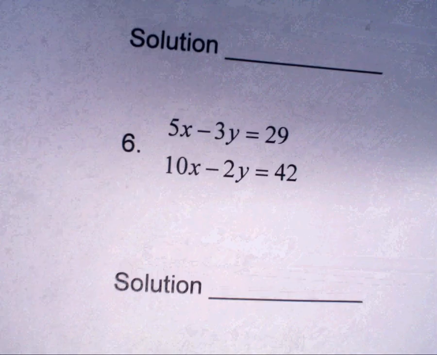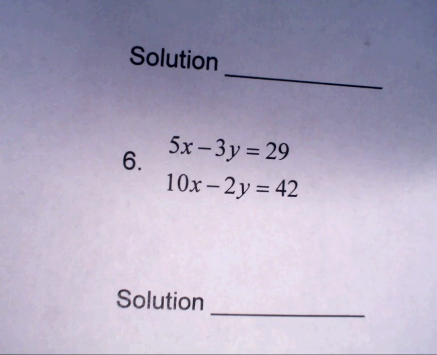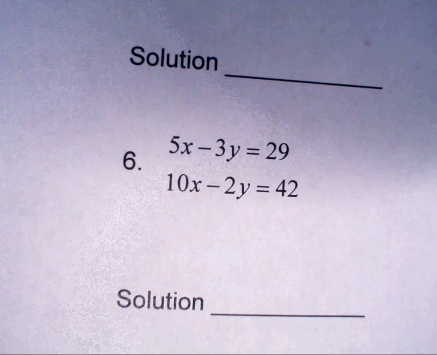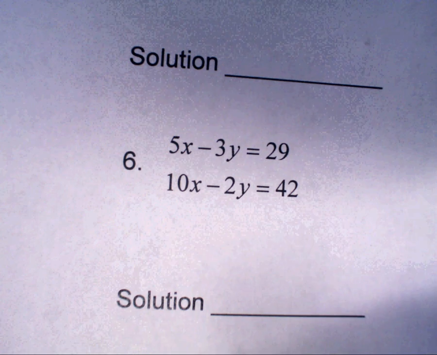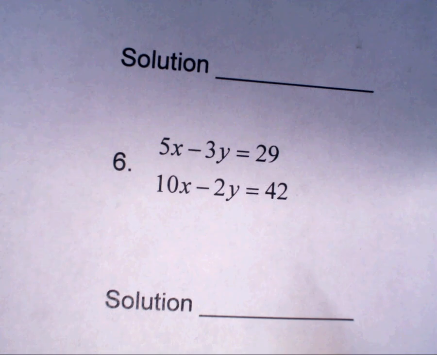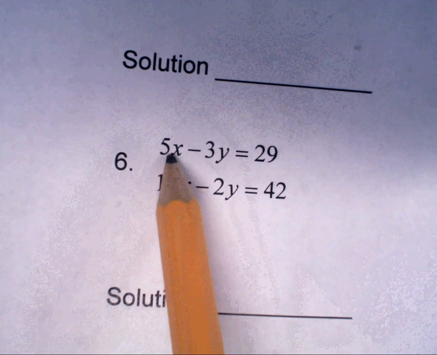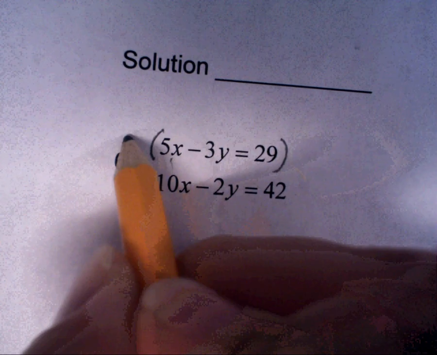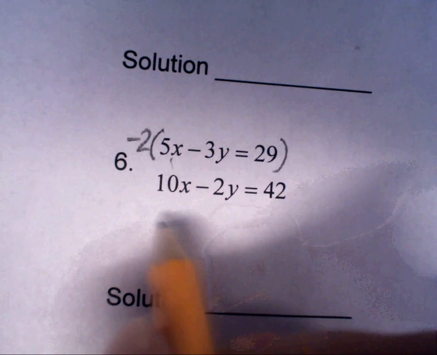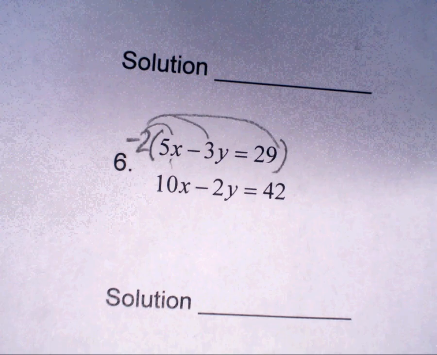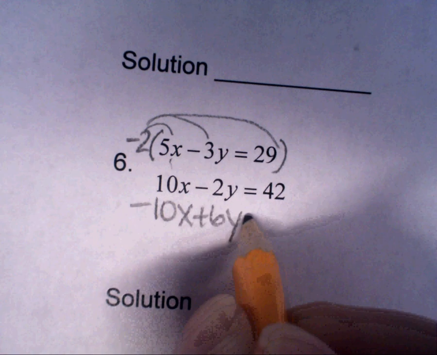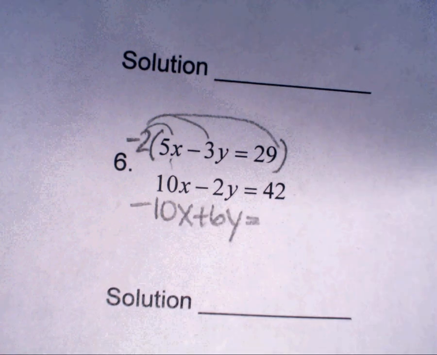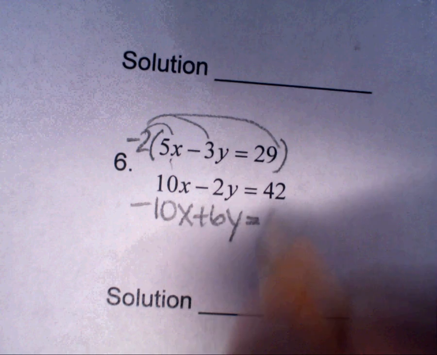Okay, so let's look at, say, number 6. Number 6 is all set up for elimination, except we can't eliminate anything. So we're going to have to multiply an equation by a number in order to get them to cancel. If you notice, the x's are awful close. If this was just a negative 10, then it would work. So I'm going to multiply this entire equation by negative 2, and I'm actually going to put it down here. When you do this, make sure that they all get multiplied by negative 2. So that's negative 10x plus 6y equals negative 58.